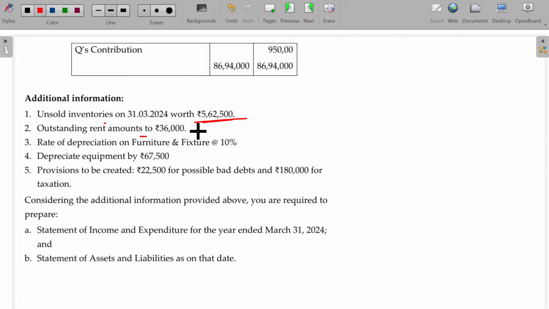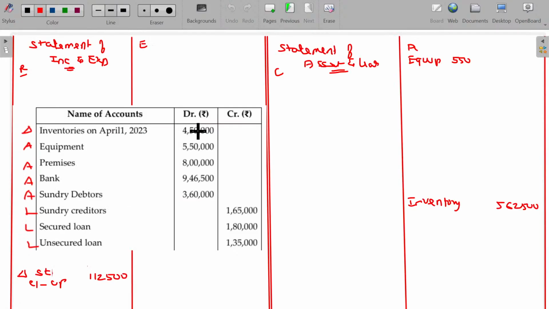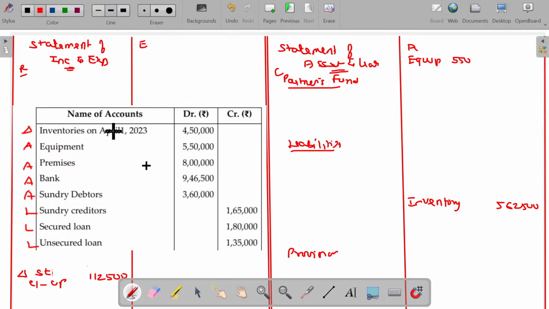Outstanding rent amounts to rupees 36,000. In your liabilities, you start with partners' fund first, second being liabilities, third being provisions.